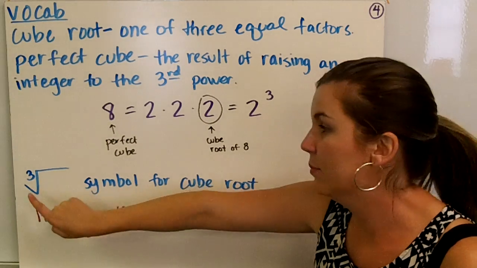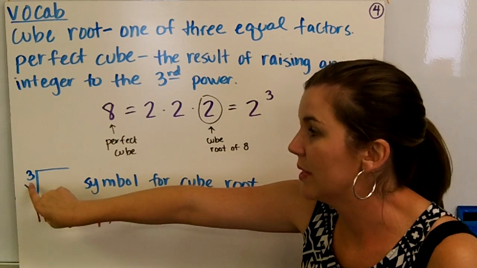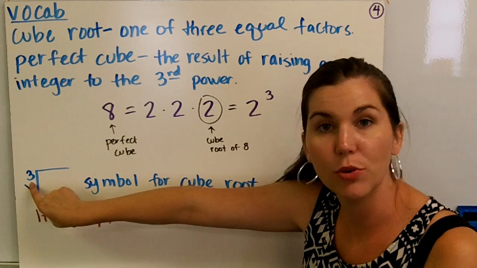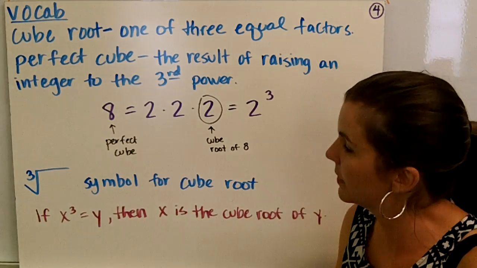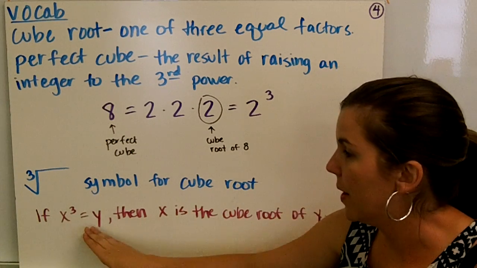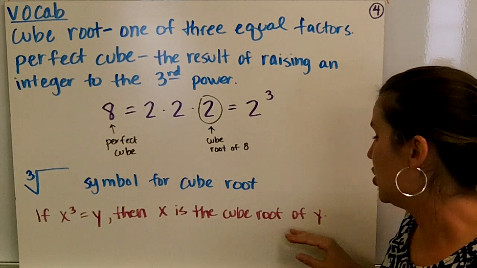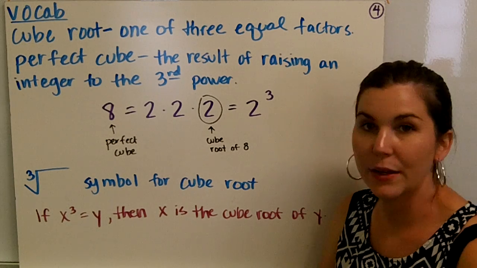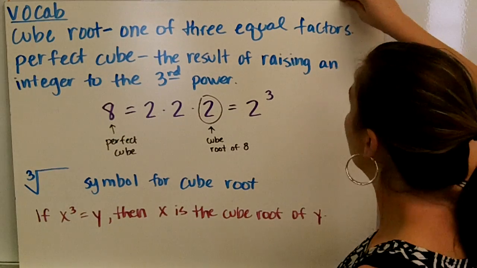This is a cube root symbol. Remember at the beginning I showed you where the index was? If it's a cube root, the index is 3. If x to the 3rd power equals y, then x is the cube root of y. And this is just how you say it algebraically.